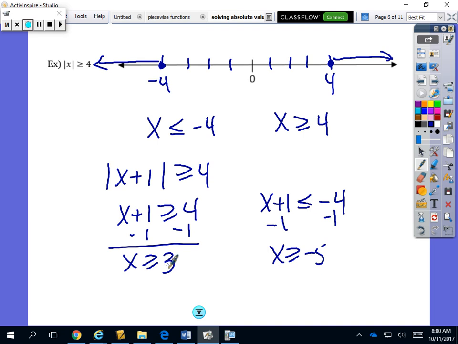A number greater than or equal to 3. If I put 4 in, 4 plus 1 is 5. That works. Greater than or equal to, whoops, I wrote that wrong, didn't I? x is less than or equal to negative 5. A number less than negative 5 would be negative 6. Negative 6 plus 1 is negative 5. Yes, that works. So there you go.